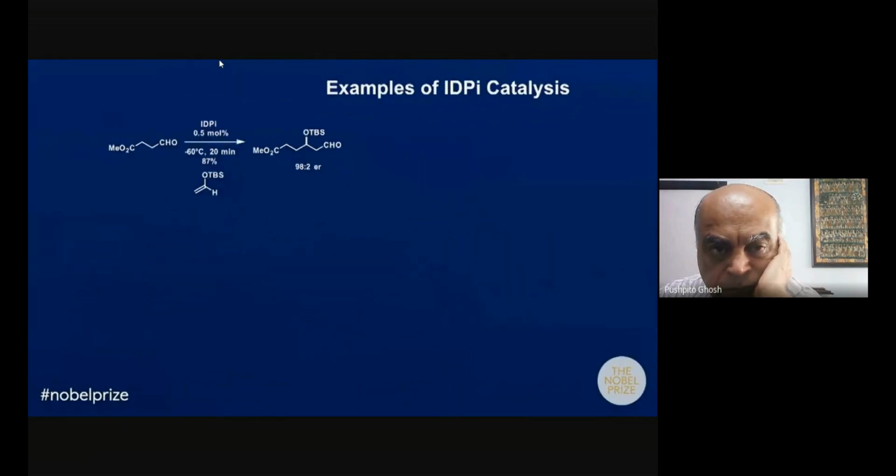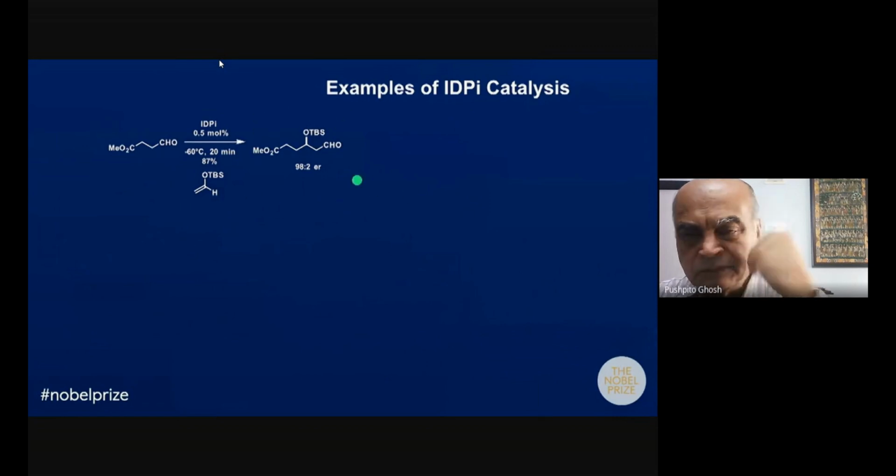Number one is a cross-aldol reaction, or a Mukaiyama aldol reaction, of the acetaldehyde-derived enol silane with yet another aldehyde to give the corresponding aldol product in excellent enantioselectivity. Looks kind of simple, but in fact it's an amazing transformation because previously this combination of an enol silane of acetaldehyde with yet another aldehyde would just lead to polymerization.